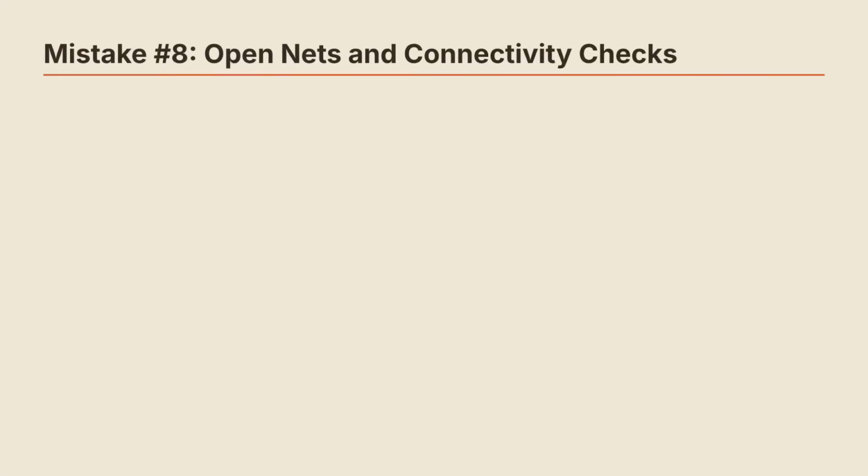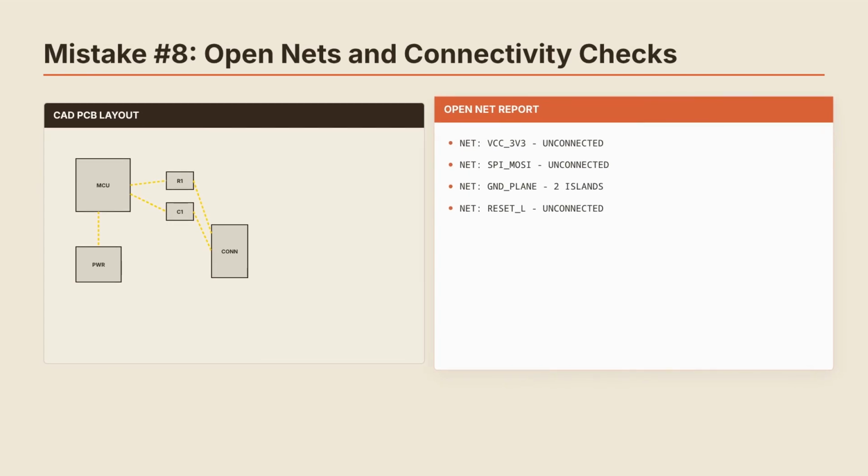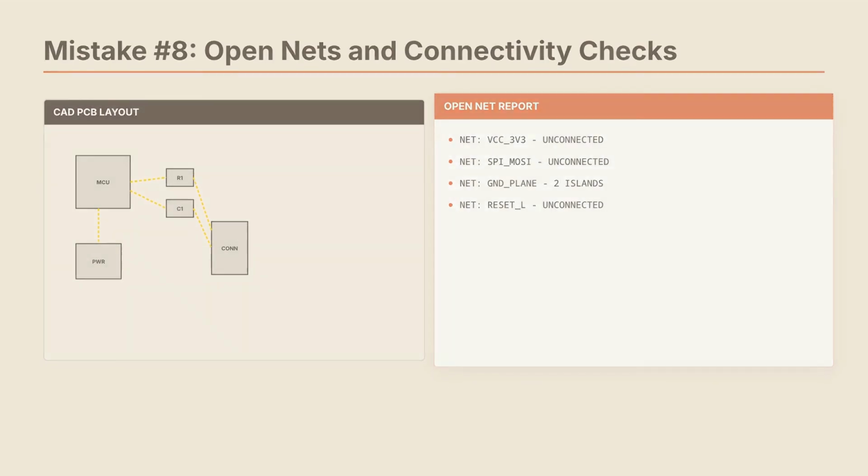A PCB may look fully routed but still contain open connections. Always perform connectivity verification and review open net reports before generating manufacturing outputs. It sounds simple, but you'd be surprised how often a single, almost connected net slips through. A final connectivity check is non-negotiable.